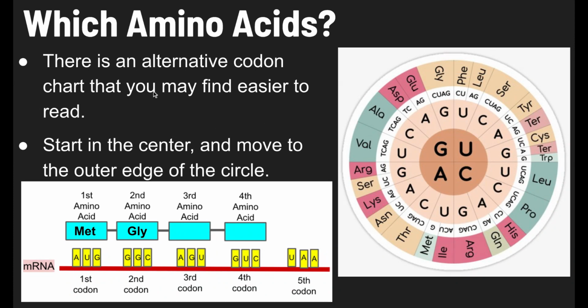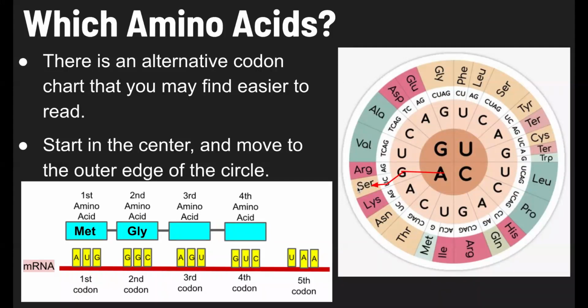In this alternative codon chart, you start in the center of the circle and you move to the outer edge. So the names of the amino acids are on the outer edge and the letters for your codons are on the inside. So you start at the center and you move out. So my third codon is AGU. So I'm going to start at the center, find the A, then the G, then the U. So you can actually draw a line to connect those if it helps.